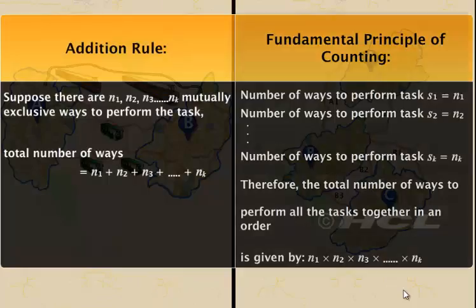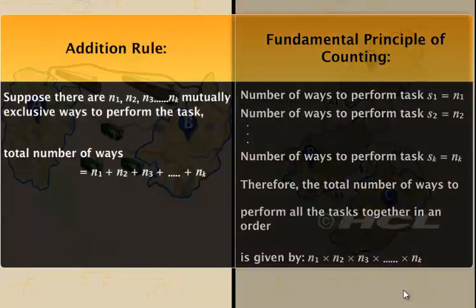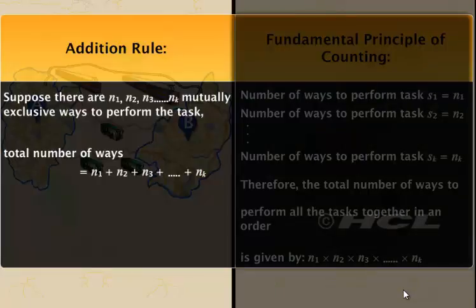Let's now compare and find out the difference between the addition rule and the fundamental principle of counting. In the addition rule, there are a number of independent jobs and we have to perform one of them to perform the task. So, the total number of ways of completing the task is the sum of the number of ways of completing each sub-job.